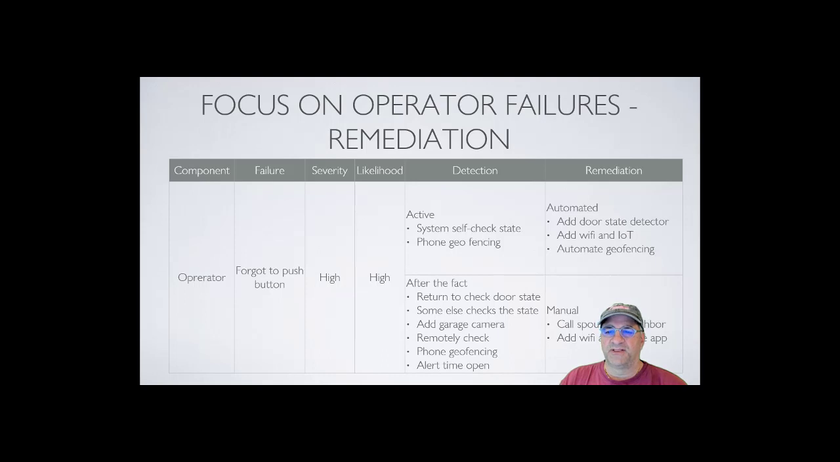And then the remediation on the manual side would be call my spouse or neighbor, which we actually did call the neighbor the other day. And another one would be to add some Wi-Fi and a phone app that would close the door, so I could use the camera that I put in the garage to see if it's up, and then use the remote button on the phone app. And so those would be different ways that I could do in-flight and after the fact detection, and I could do automated and manual remediation.